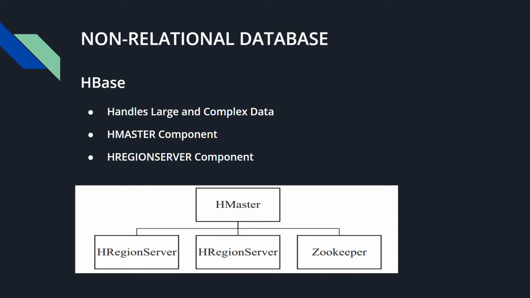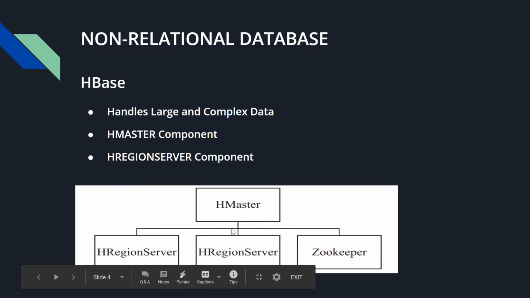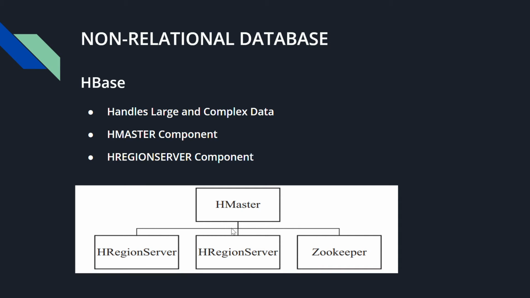HBase basically has two components, that is HMaster and HRegion server. So what is that? HMaster is responsible for coordinating regions in the cluster and executing administrative operations, while HRegion server is responsible for handling a subset of the table's data. So these are HBase's two components, HMaster and HRegion server. Let's move on.